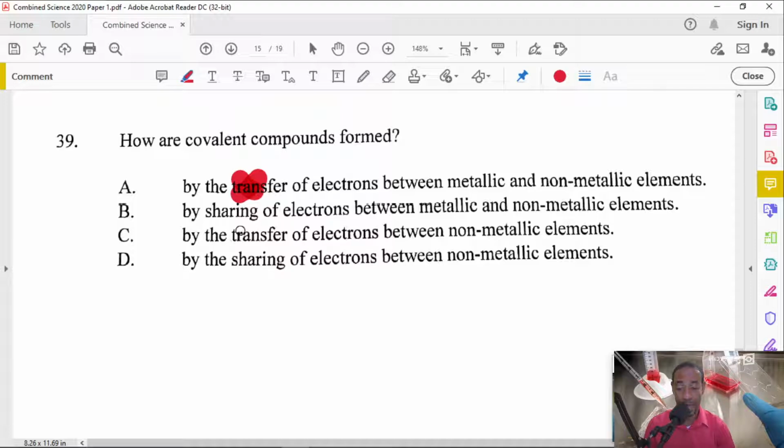C, a transfer of electrons, is also out. So we take those two out, and we go with the sharing of electrons, right? Let's look at option B. It said by sharing of electrons between metallic and non-metallic elements. It's not true because it only involves the sharing of electrons between non-metals, right? So option D is our correct answer.